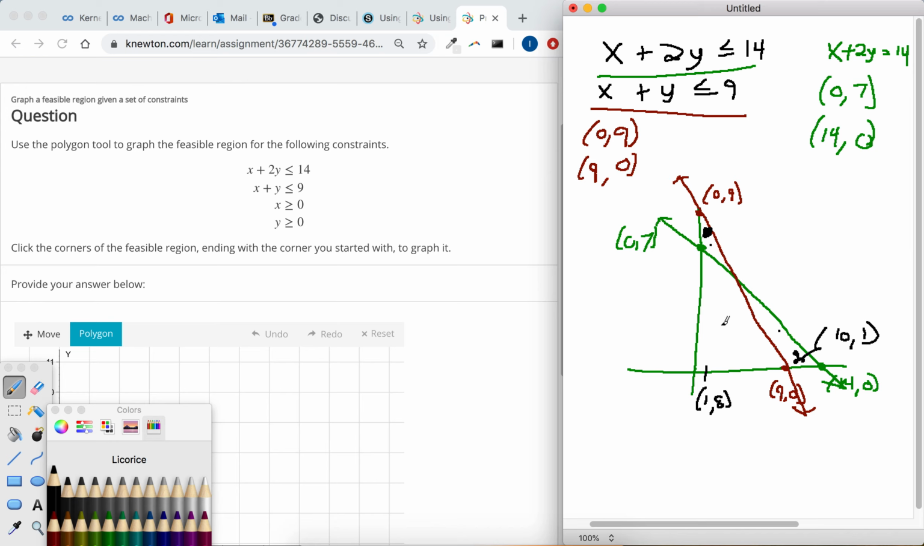Let's find a test point somewhere in here. Let's just say something easy like 1 comma 1. 1 for x, 1 for y. You get 3 is less than or equal to 14. That's true. 1 plus 1 is 2. 2 is less than or equal to 9. That's true. So this is going to be our solution region. You could pick a test point out here, but any point you pick out here is not going to be a valid solution, okay?